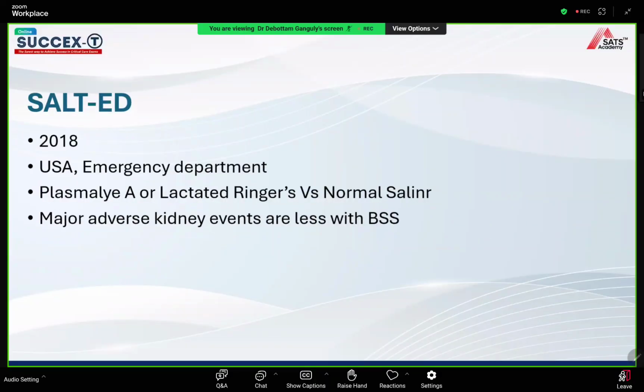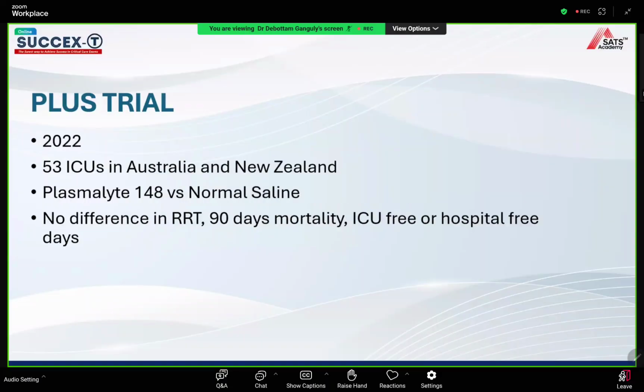Then 2018 is again in USA, but it is the emergency department, not ICU. They did the SALT-ED trial. Plasmalyte A or lactate with normal saline. Major adverse kidney events are less with BSS, balanced salt solution. So again, advantage with BSS.